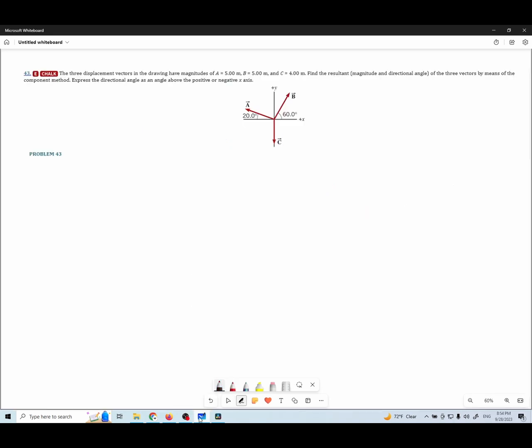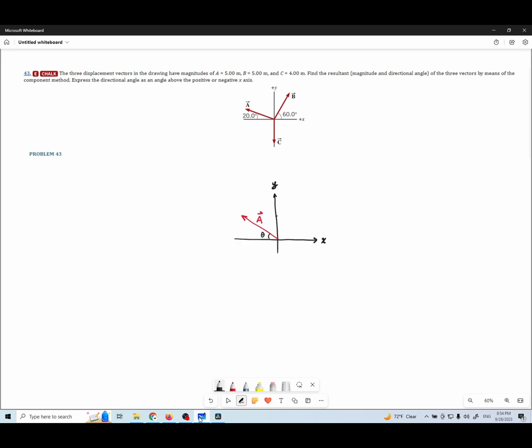In problem number 43 of chapter 1, we have three vectors as shown in the diagram, and we need to find the sum of these vectors. First, we will need to find the component form for each of the three vectors. Let's first look at the vector A.